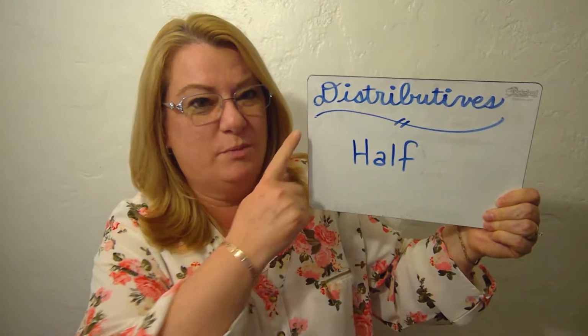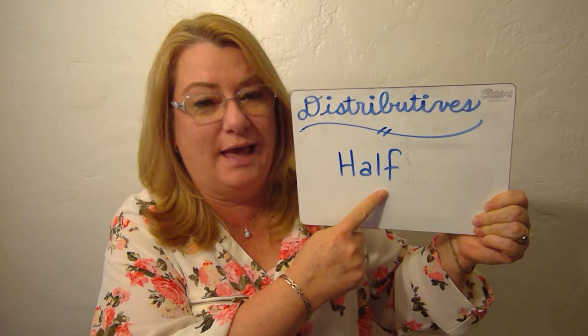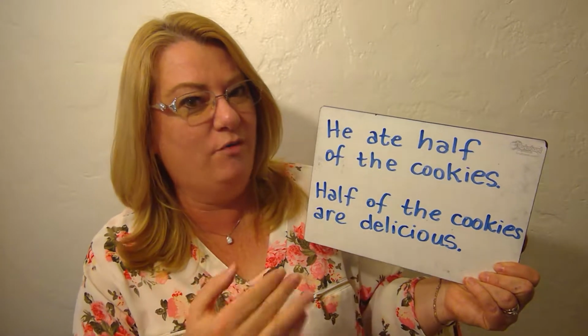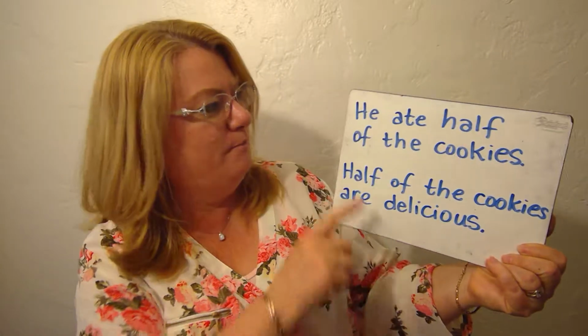Now let's look at the distributives of the word half. Half. Now, the L is silent. Half. Half. And looking at that, I'm going to use some similar sentences from another lesson of all, and we're going to look at how this works and what's going on.